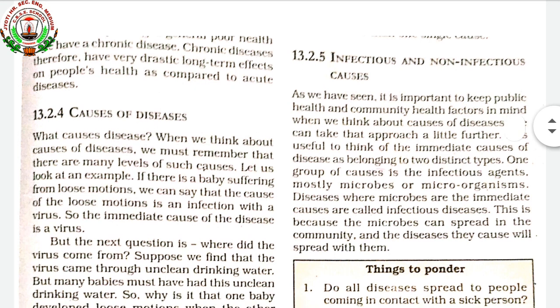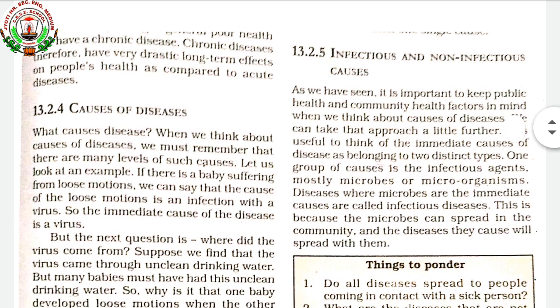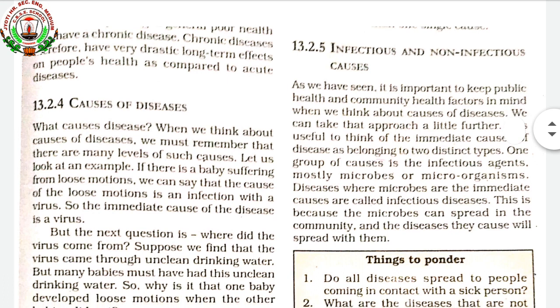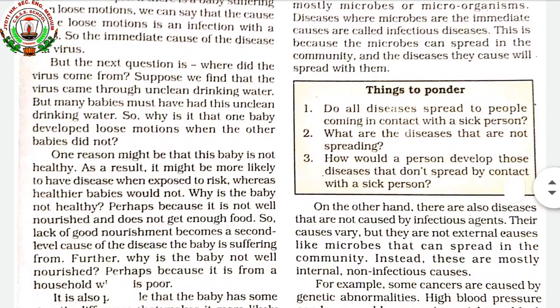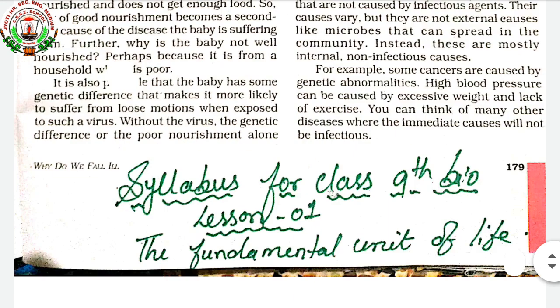At the end of this topic, I gave the syllabus for the pre-midterm. Lesson 1, the fundamental unit of life. So whatever I have explained to you, yes children, go over it once again and keep on learning.